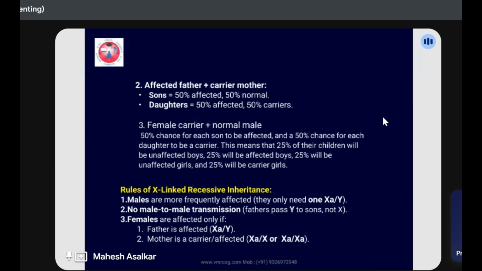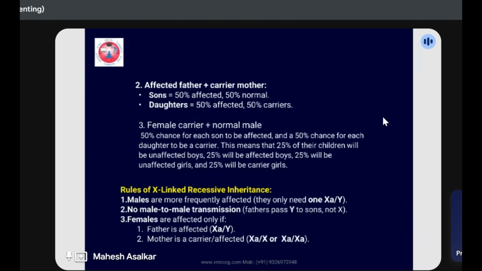Third scenario, in which the female is a carrier but there is a normal male. So there is a 50% chance for each son to be affected and a 50% chance for each daughter to be a carrier. This means that 25% of their children will be unaffected boys, 25% will be affected boys, 25% will be unaffected girls, and 25% will be carrier girls. Okay, so these are the possible options in this particular case. So female carrier plus normal male, this is the third scenario in X-linked recessive. So these are the possible questions which are asked in this particular topic.